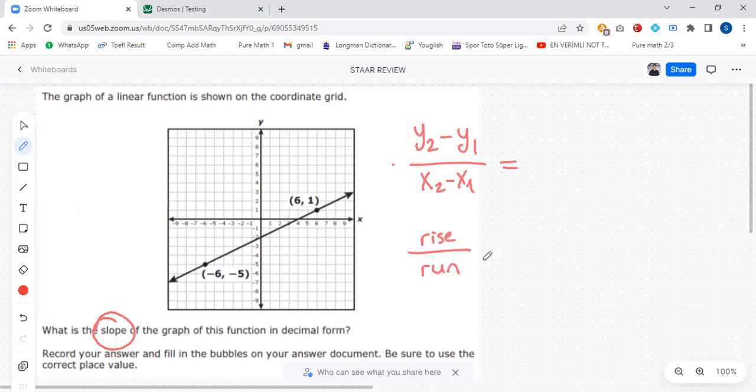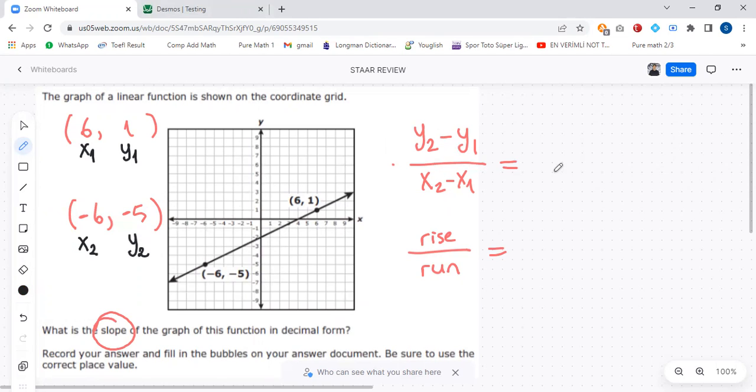So we are going to be doing both ways right here. So rise over run. Okay, so in order to use this, what we need to do is, let's write these points right here, (6, 1) and (-6, -5). So the first coordinate is always the x coordinate and the second coordinate is always the y coordinate, right? So if this is x1, this should be y1. And if this is x2, this should be y2. So now we can use these values to find our slope.